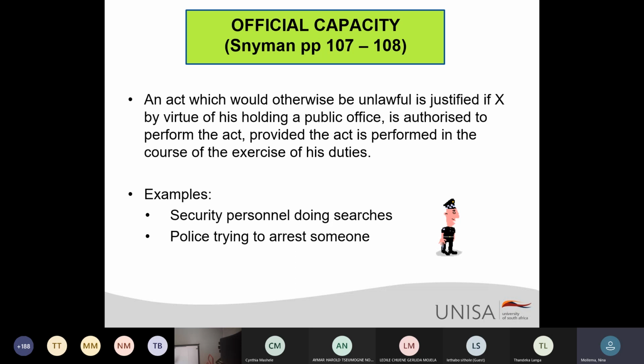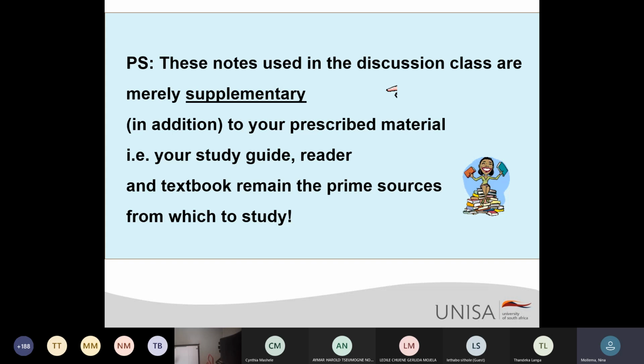So what is official capacity? An act which would otherwise be unlawful is justified if X, by virtue of holding a public office, is authorized to perform the act, provided the act is performed in the course of the exercise of his duties. That is the official capacity. As we said, for example, the police trying to arrest someone, or even security personnel doing searches where they, for example, damage your house in trying to do a search. Okay, and that was the last one.